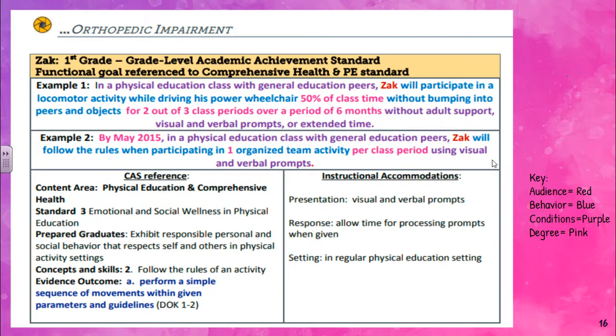Notice below, we've got our Colorado Academic Standards as reference, which will go in Enrich. And we've got the instructional accommodations, which will also go into Enrich in their own special section.